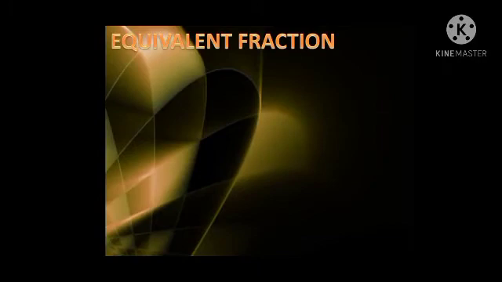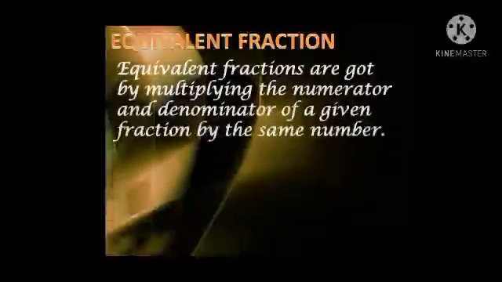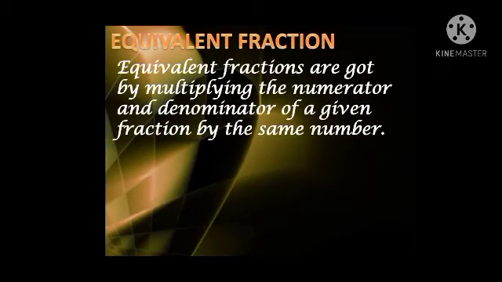Now let's see what is meant by equivalent fraction. Equivalent fractions are got by multiplying the numerator and denominator of a given fraction by the same number. So to find the equivalent fraction, what do you have to do first? You have to multiply the numerator and denominator by the same number.